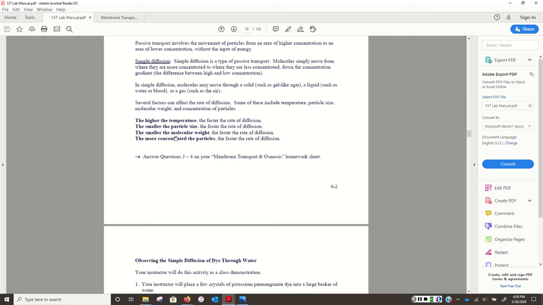And the fourth thing is the more concentrated the particles, the faster the rate of diffusion. And that goes back to what I was just saying about when something is in higher concentration, the more likely it is to bump off of a neighbor. So the more concentrated, the more bumping, the more ricocheting, and the more it will spread out quickly.